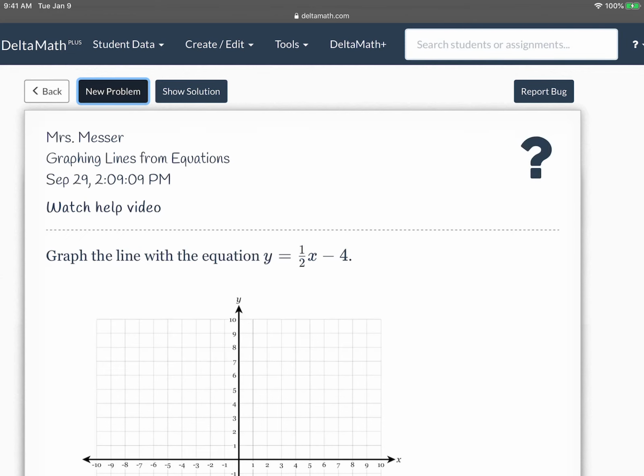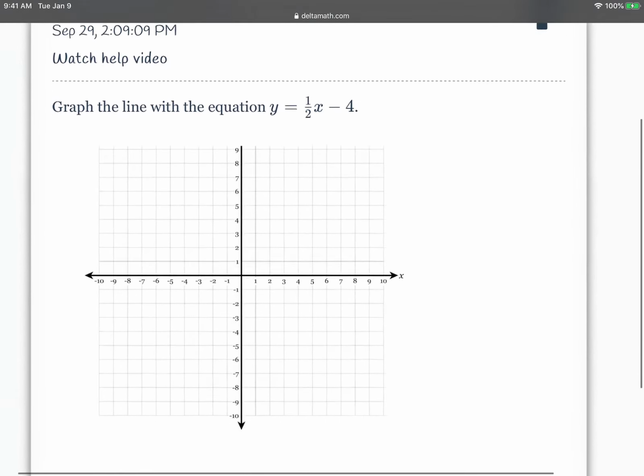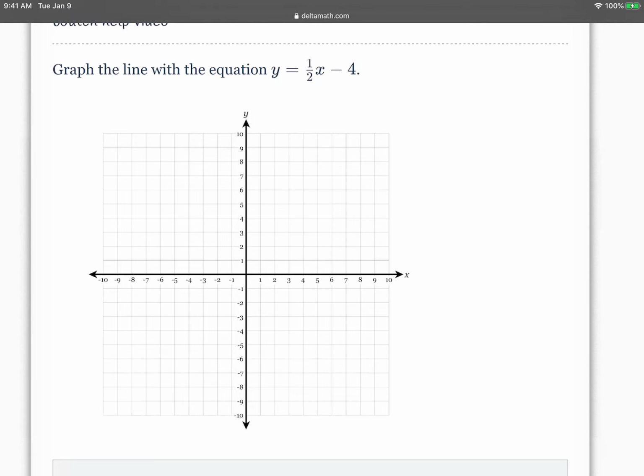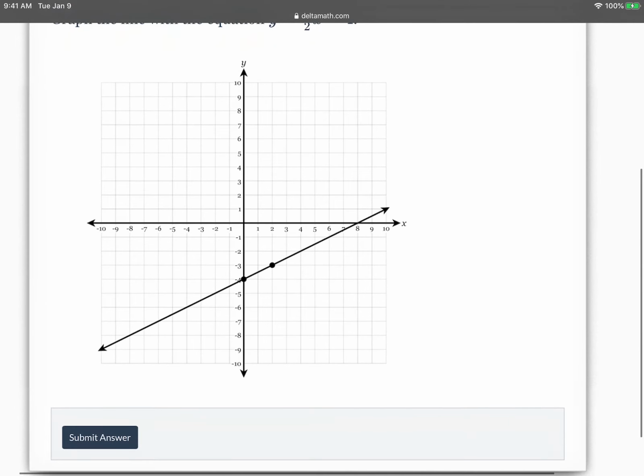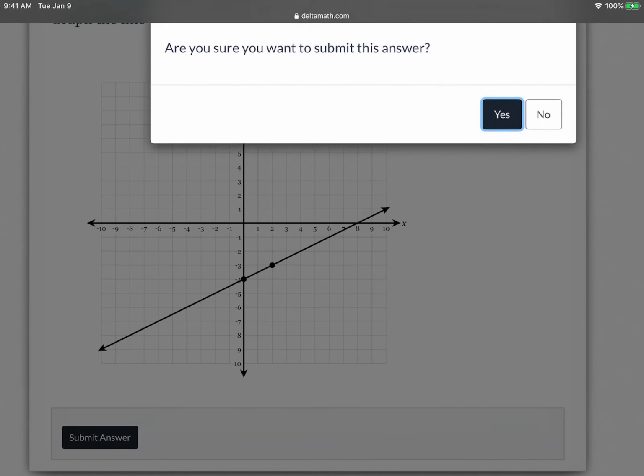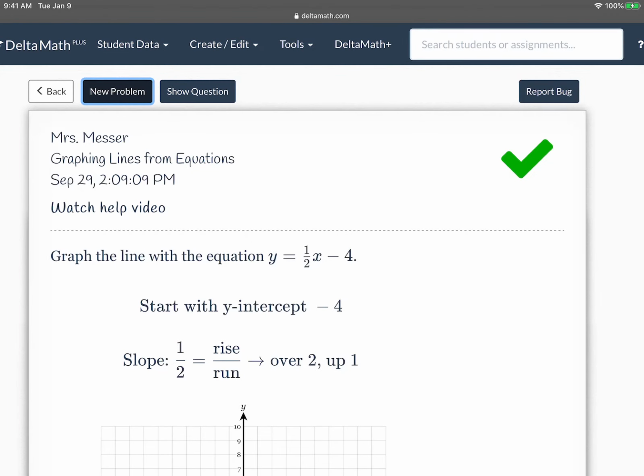I'll do another one because I feel like I did that really fast. Your Delta Math gives you an equation. Where are you going to start this equation at? You tell me. Negative 4, you are correct. And what's my slope in this equation? That's right, it's 1/2. So you're going to go up 1 and then to the right 2 because it's positive. So all I did was go up 1 and to the right 2, and then it gives me my line for me. Isn't that cool? And then hit submit and you're done.